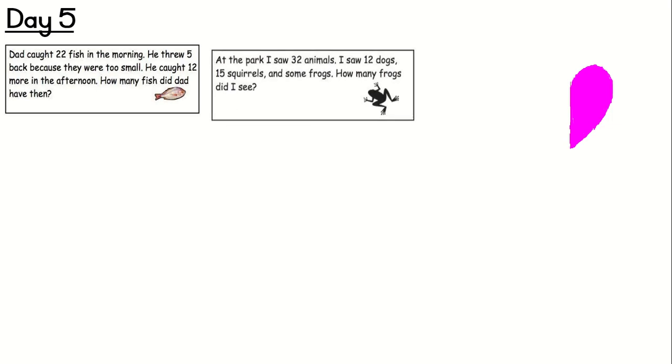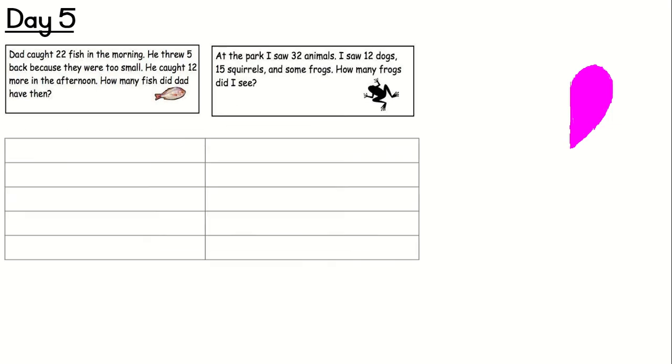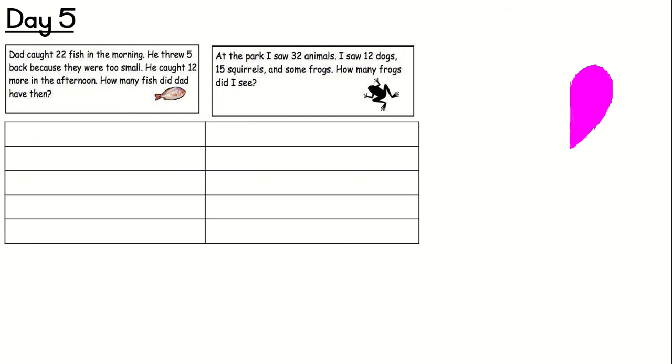And we go to day 5, your last day for work pack 1. And let's see what they're asking. We've got 2 word problems there and blocks where you can write your answers. I'm going to do the first one, only the sum. I'm not going to work it out up until the end, just to show you how to write your sum out of the story. Let's read the story. Dad caught 22, remember? 22 is a number, so you underline it. 22, and you start writing down.